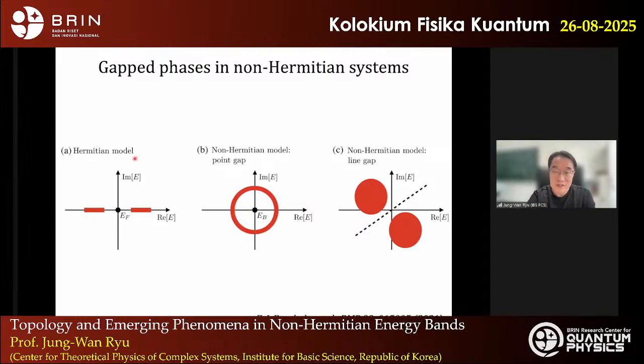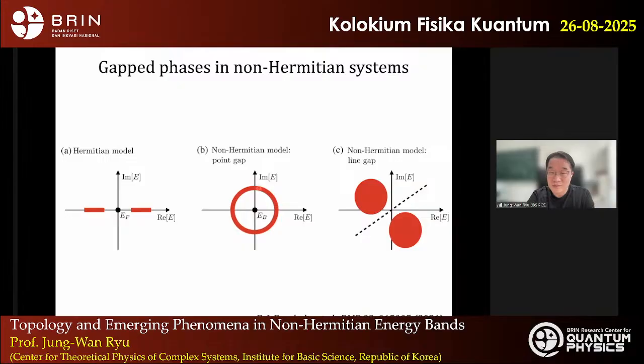So if we think that this Hermitian band is trivial, this line gap is topologically trivial because this is the same as the Hermitian band gap phase. However, in a non-Hermitian model, this is complex energy.